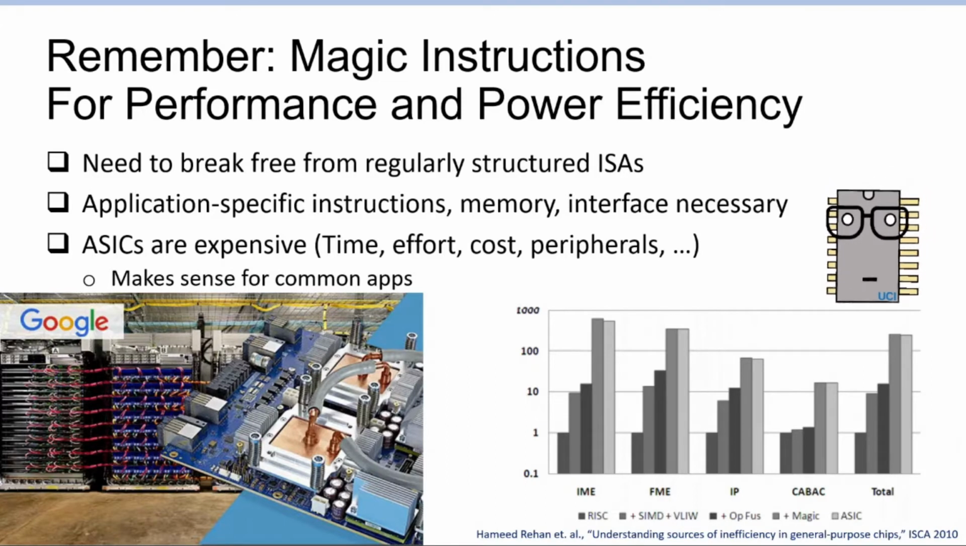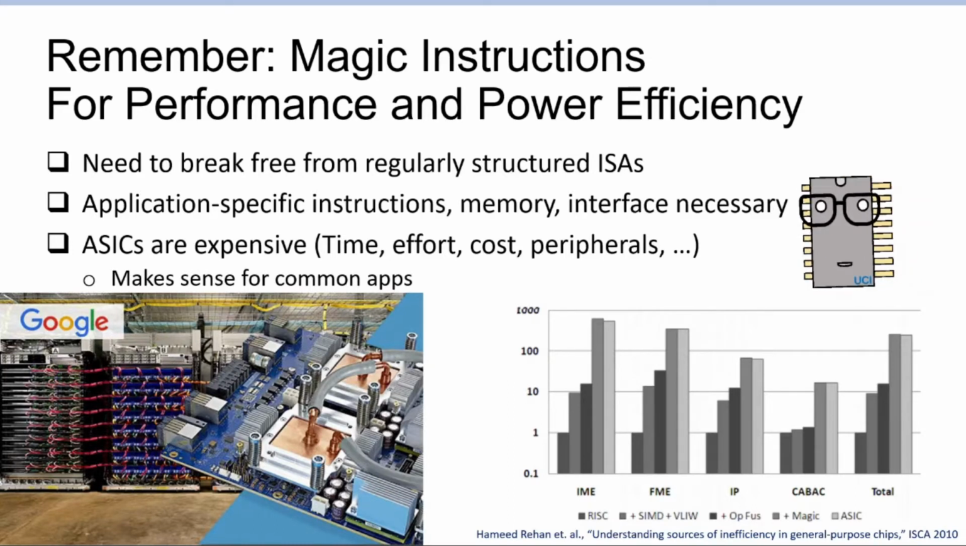So in order to get the maximum performance we can from the silicon budget that we are given from a chip, we do need to break away from regularly structured ISAs. We need to have application-specific instructions, separate memory, and interfaces, et cetera, et cetera.